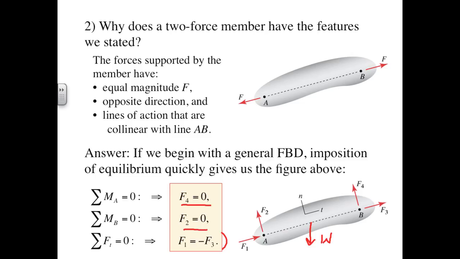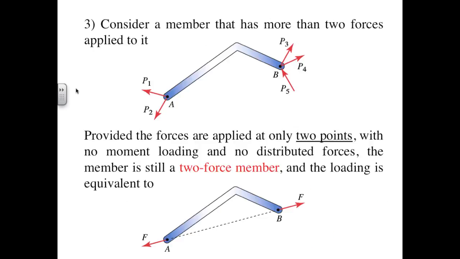Once we have identified a member as a two-force member, there is no need to examine its equilibrium. We used equilibrium already to identify it as a two-force member. All that remains is identifying the magnitude of the force transmitted by the member. This becomes most important in analyzing assemblies of bodies.